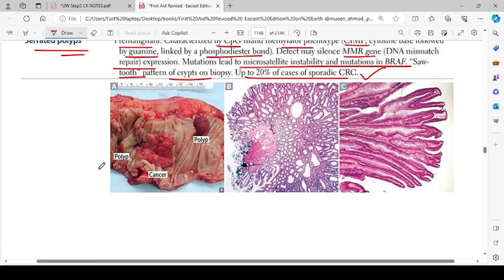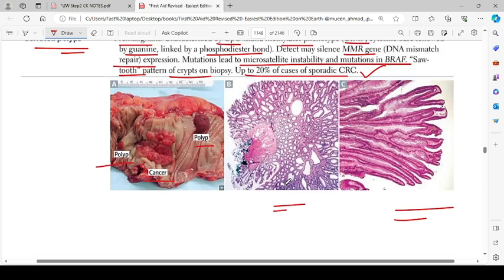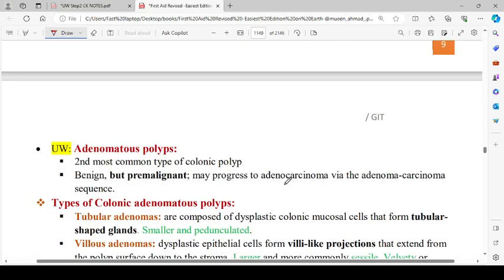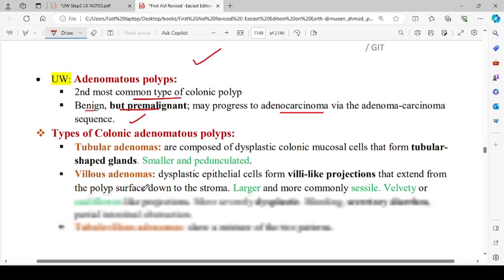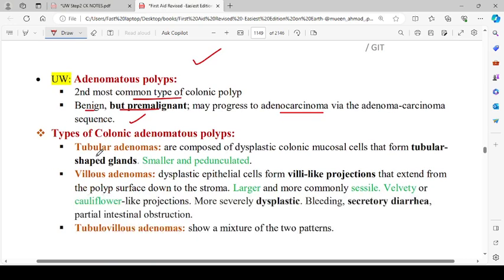Okay, so this is a polyp with cancer and this is also a polyp. These are villous histology, this is tubular histology. Now, adenomatous polyps. An adenomatous polyp is the second most common type of colonic polyp, benign but pre-malignant, and may progress to adenocarcinoma via the adenoma-carcinoma sequence. Tubular adenomas are composed of dysplastic colonic mucosal cells that form tubular-shaped glands, and are smaller and pedunculated.